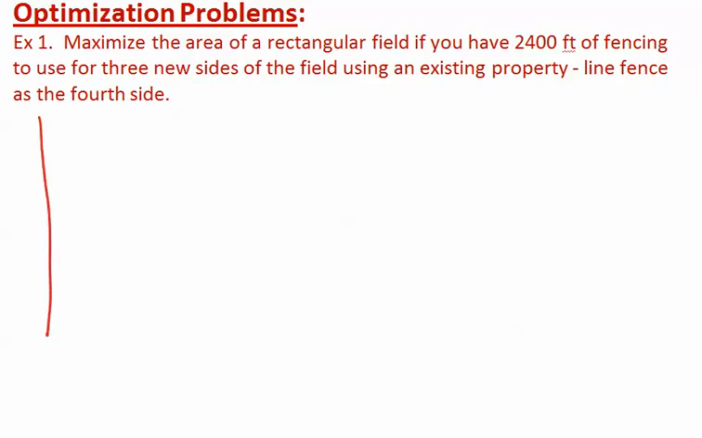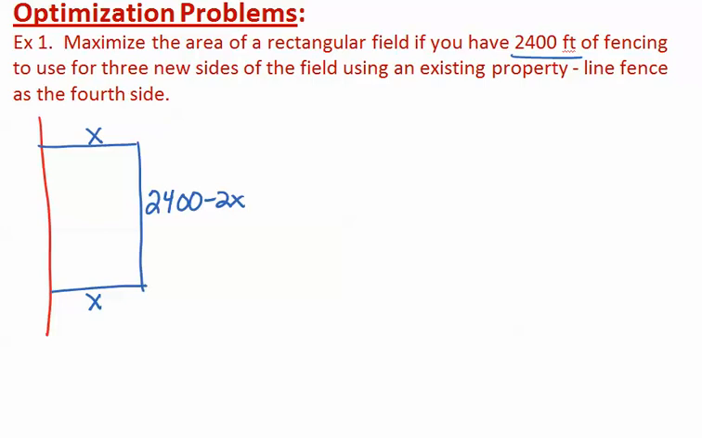So along some existing fence line, we are going to build a rectangular field using 2,400 feet of fencing. So we've got two parallel sides, so if we let those have a length of x feet, then we've used up 2x, so we would have 2,400 minus 2x left for the third side.